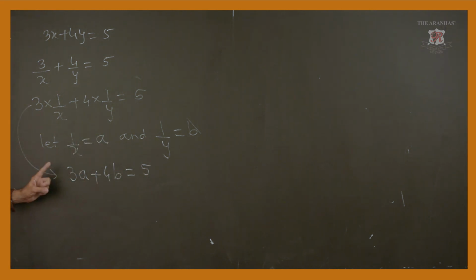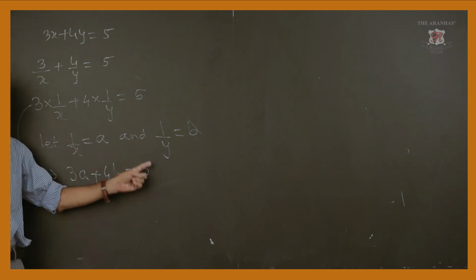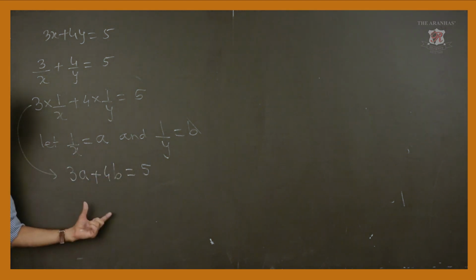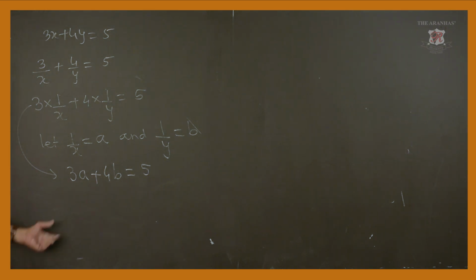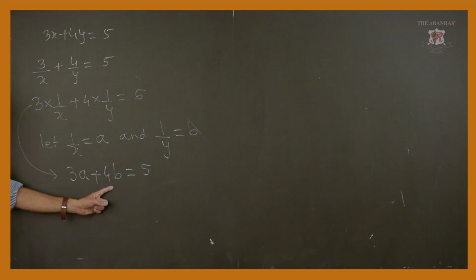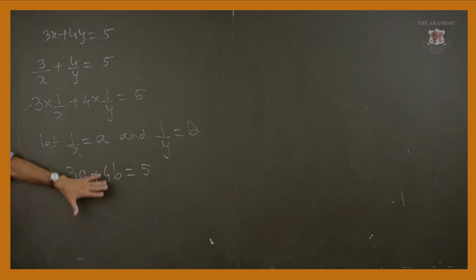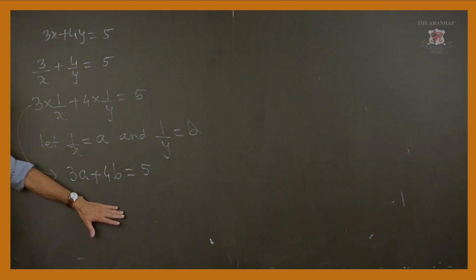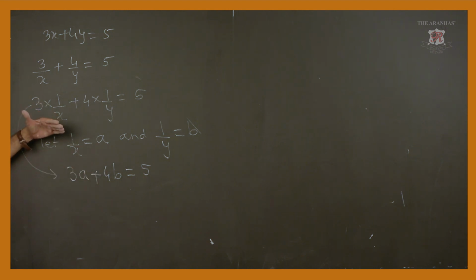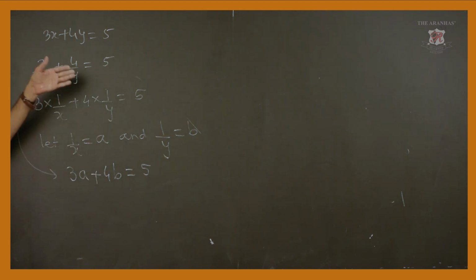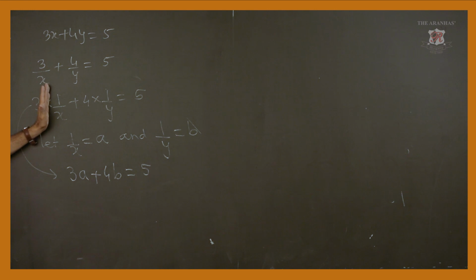Now, if you observe, 3a plus 4b is equal to 5. This will be a linear equation. Why? Because the degree of this is 1 and we have two variables a and b, and that is why this will be a linear equation in two variables. So, how to reduce a non-linear equation to a linear equation? We have to just consider the variables 1 upon x as a and 1 upon y as b, rest of the things will remain as it is, right.